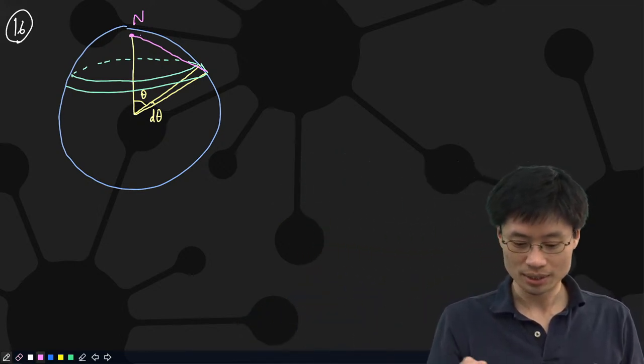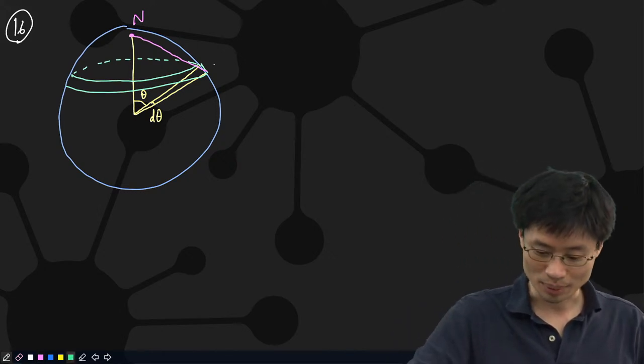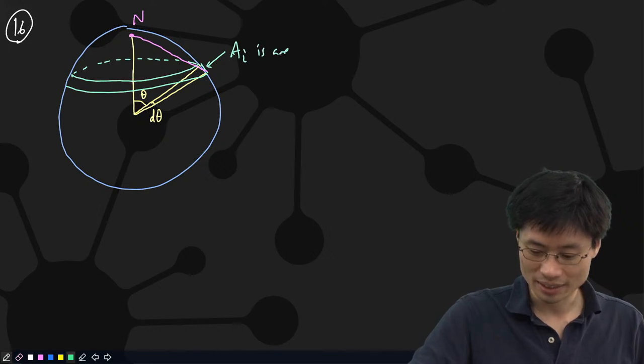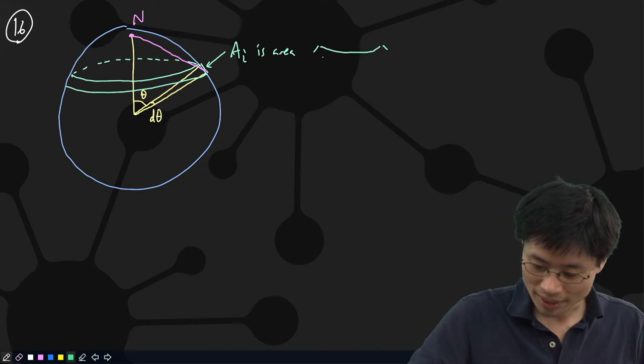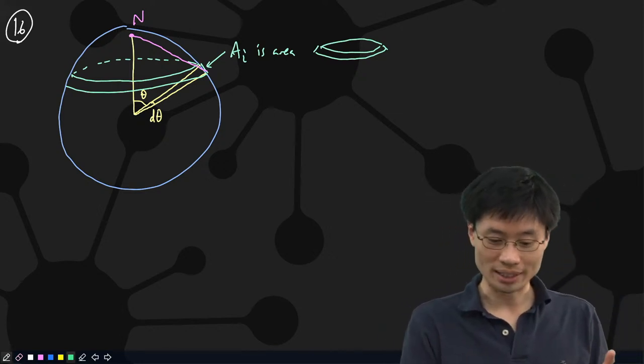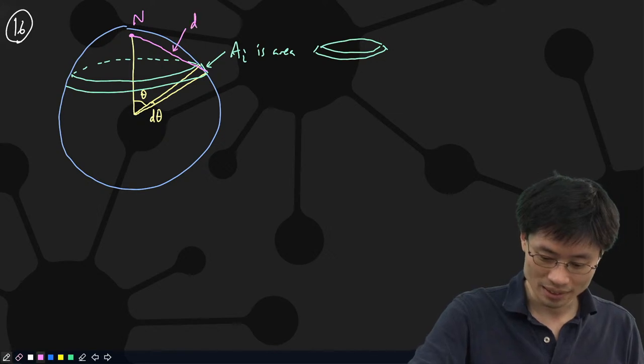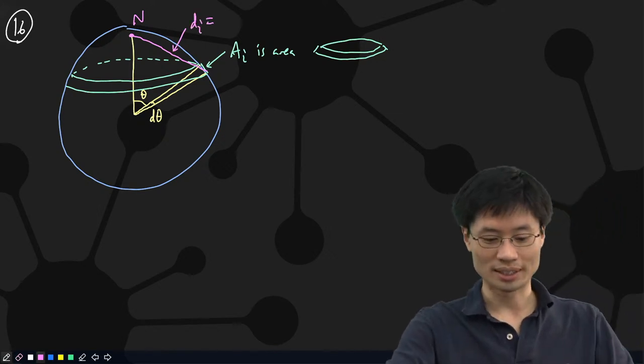So instead, what I need to do is give some new areas. The new area that I'm going to play with, AI, is the area not of a disco ball thing, but the area of this thing. And of course, that's the weight. That's the weight. And you have this actual di. What is di? Let's work out di first.